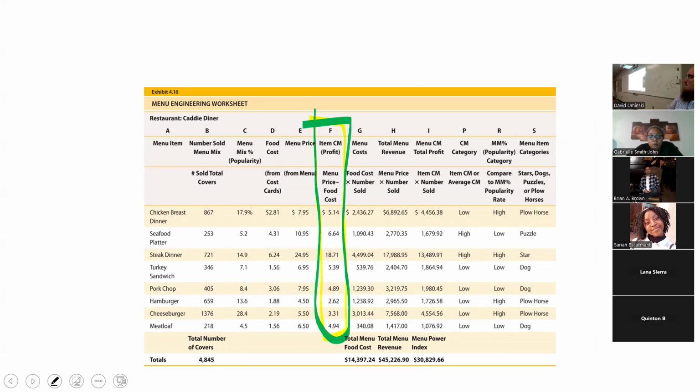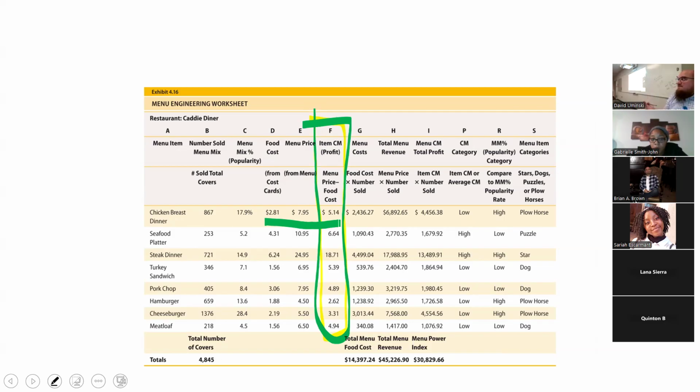Okay. So if we look at our contribution margins, that is the difference between the selling price and what it costs us to make. So for this example right here, the first one is $5.14. So I sell it for $7.95, but it cost me $2.81 to make it.